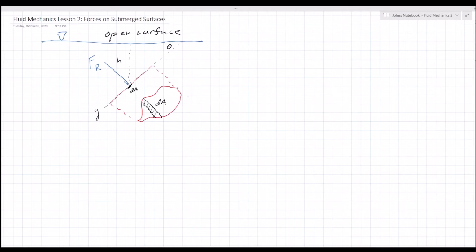So here is my submerged object, my actual surface, and here is my projected surface. Whenever we are trying to find the hydrostatic forces on objects, we always use the projected surface. So what is the force on a submerged object? Well, Fr is called the hydrostatic force. And to find this force, we need to deal with the fluid pressure that's on this object as a result of its depth.